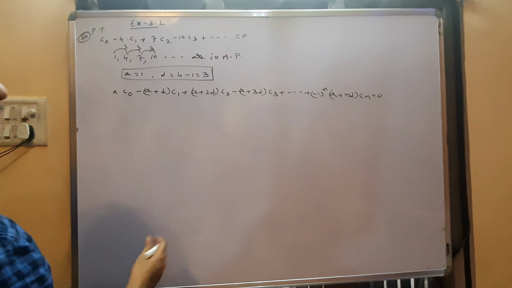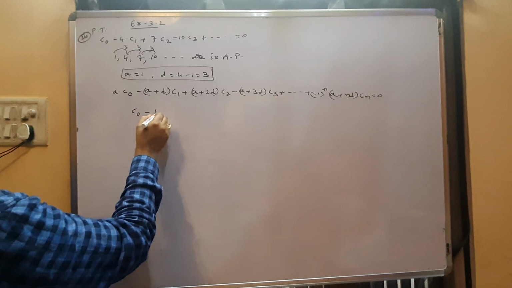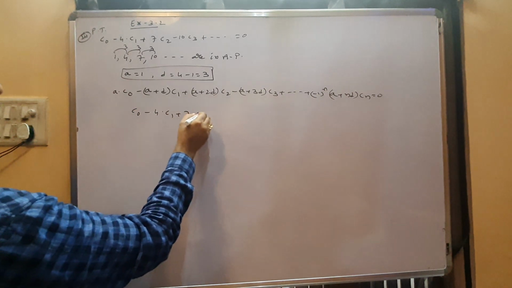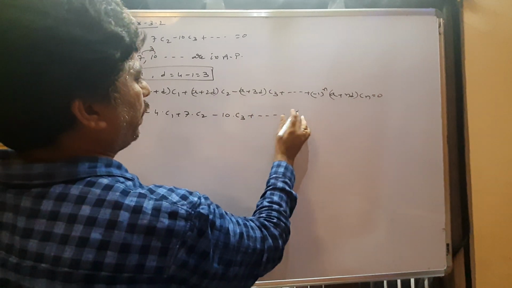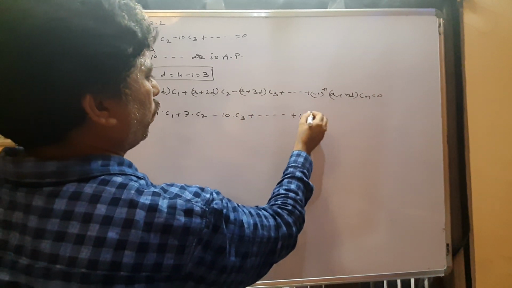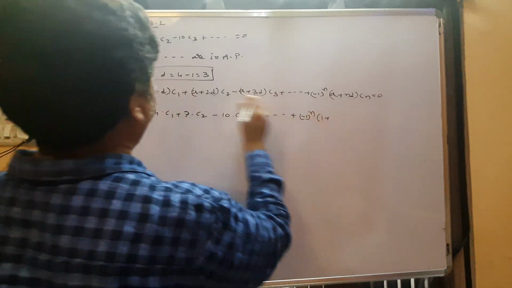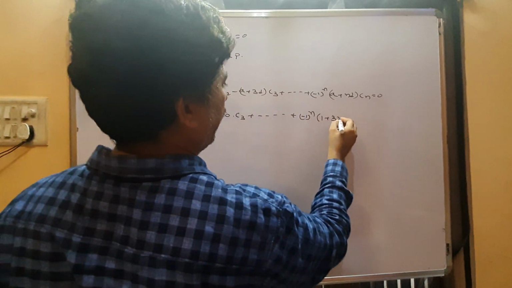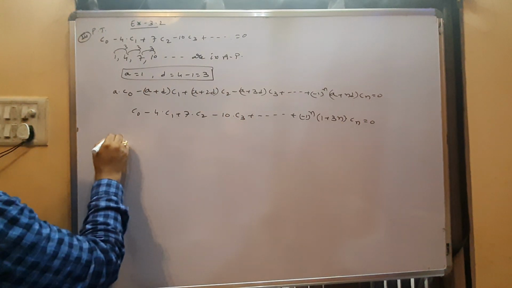Otherwise you can go for C0 minus 4 into C1 plus 7 into C2 minus 10 into C3 plus and so on, obviously plus minus 1 whole power n, (a value 1 plus nd means 3n) into Cn, value is 0. Otherwise you can go for the second method.